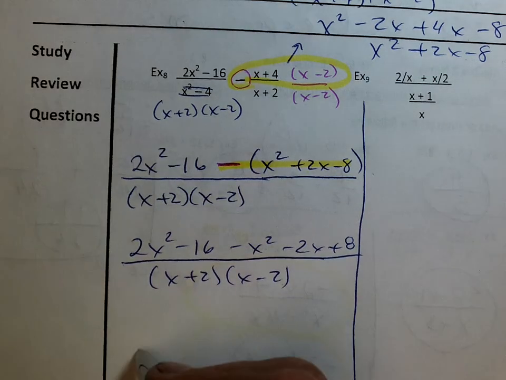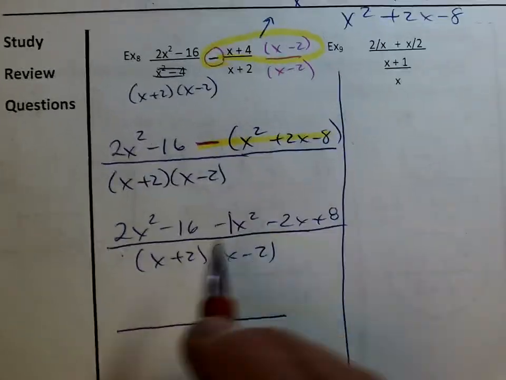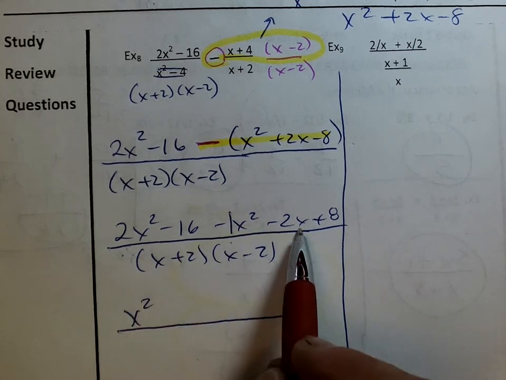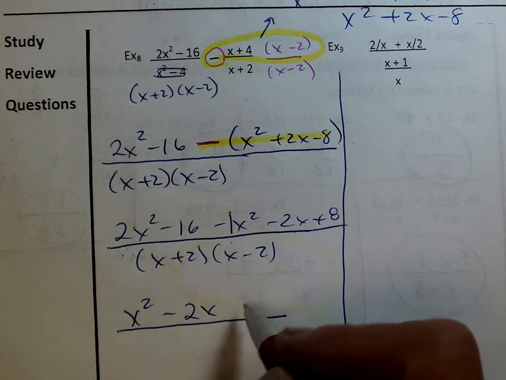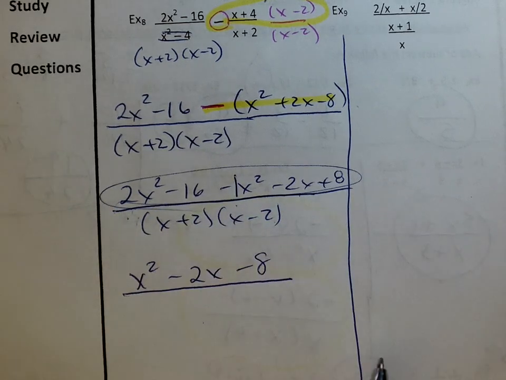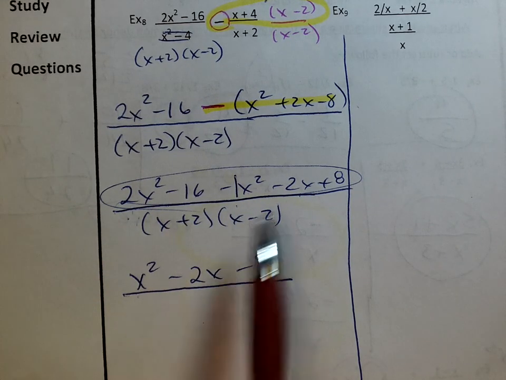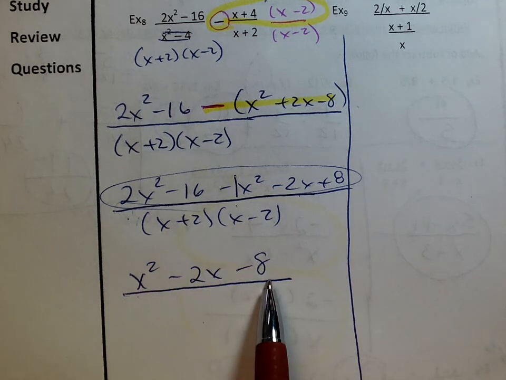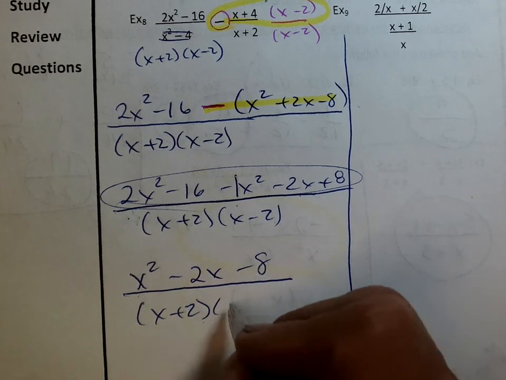Okay, let's tidy this up. So for the numerator, I'm going to have an x squared minus a x squared, 2x squared. 2x squared minus x squared makes a 1x squared, right? Minus 2x, because there's my minus 2x, and then minus 8. Okay, if I combine everything on top, 2x squared minus 1x squared is an x squared. Minus 2x, negative 16, and positive 8 makes a negative 8, okay? How am I doing? Over x plus 2, x minus 2, okay?